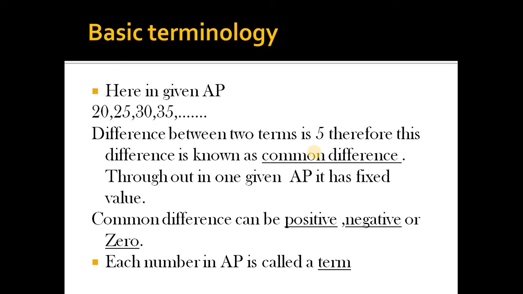Each number in an AP is called a term. Let us summarize: 20, 25, 30, 35 are the terms, and plus 5 is the difference between two terms. The number of terms visible here is 4. The total number of terms we don't know, because of the dot dot dot, which means we can create further terms. And one important thing, as we discussed in the AP definition, the common difference can be positive, negative, or 0.